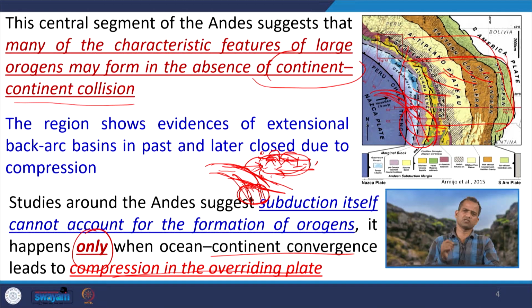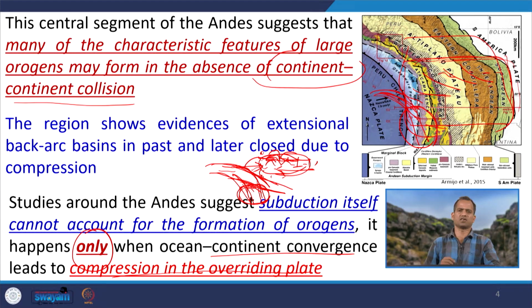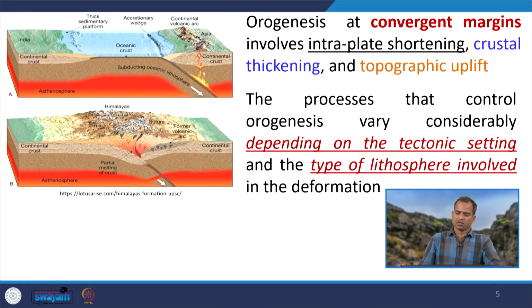It is the responsibility of the plate which is dipping at a shallow angle, so that the stress transfers from the underthrusting plate to the overriding plate, so that there will be deformation in the overriding plate due to the compressional system. And once that happens, mountain building starts. Here, these convergent margins involve intraplate shortening, crustal thickening and topographic uplift.